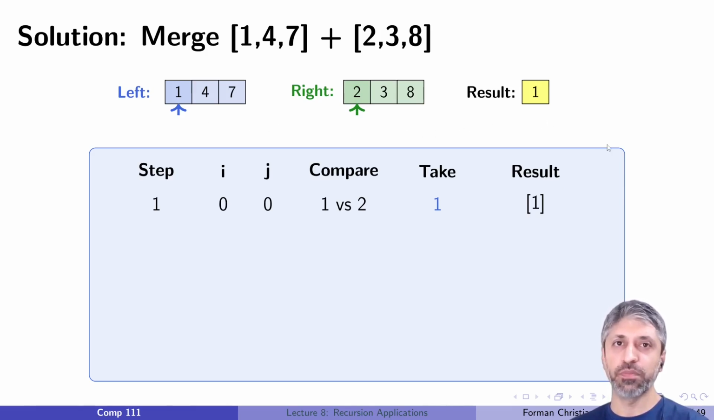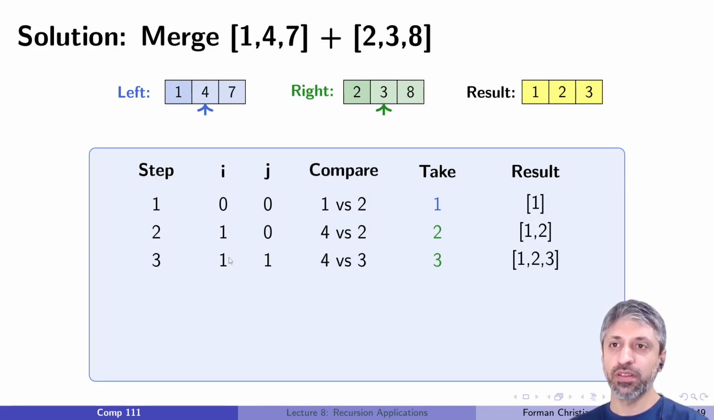1 is smaller, we pick that. Now it's 2 versus 4. The 2 is smaller, we pick that. Our j is incremented to 1, our i is already incremented to 1, and the result is at this point 1 and 2. So now we compare 3 and 4. 3 is smaller, now it's going to be 1, 2, and 3. And since 3 is smaller, we increment the pointer.